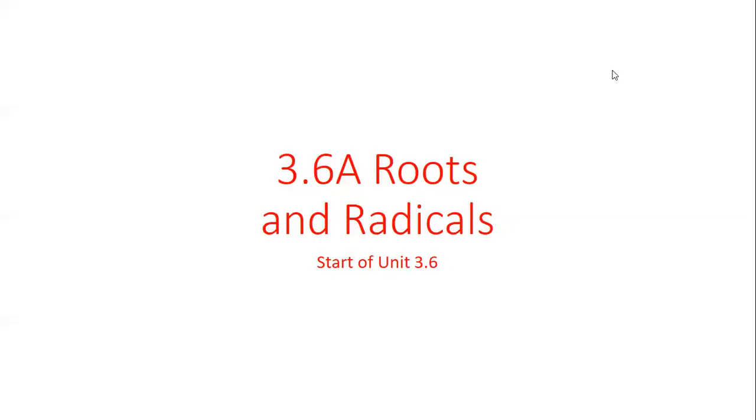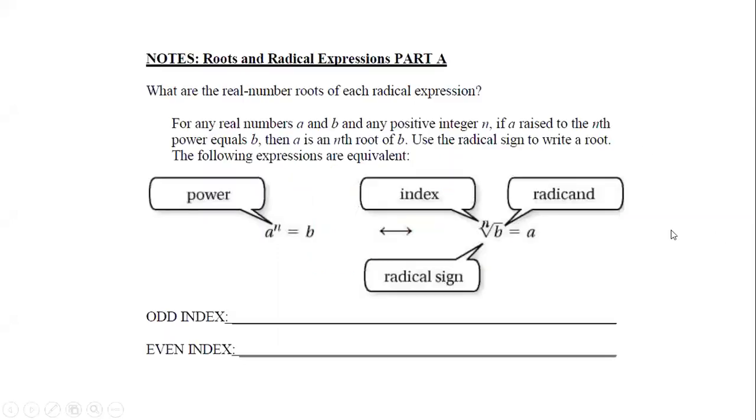All right, so we are on 3.6a, roots and radicals. This is our last section of unit 3. Oh, and then we have unit 4 left, and there's 2 sections in there. But 3.6a, roots and radicals.